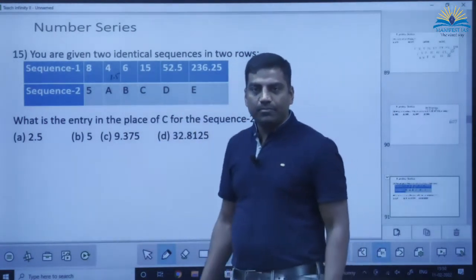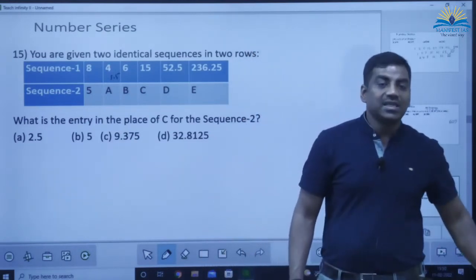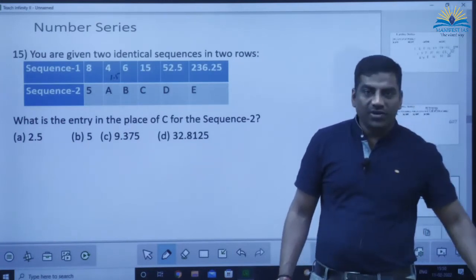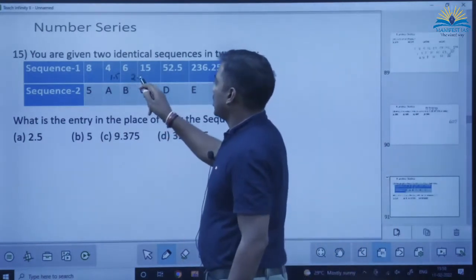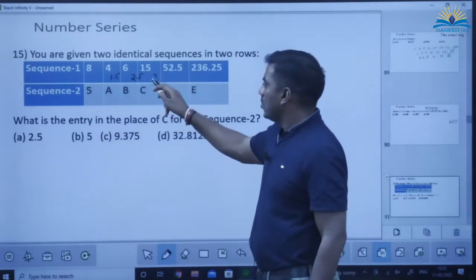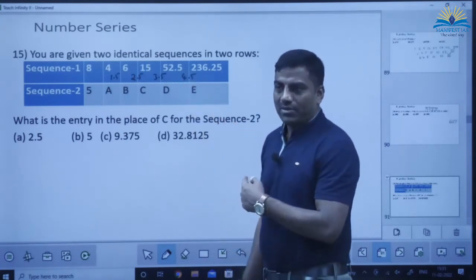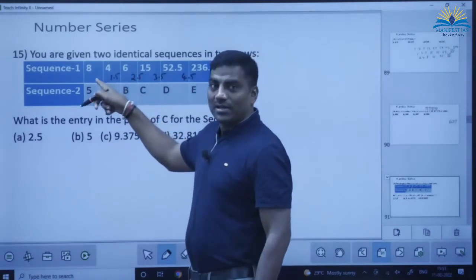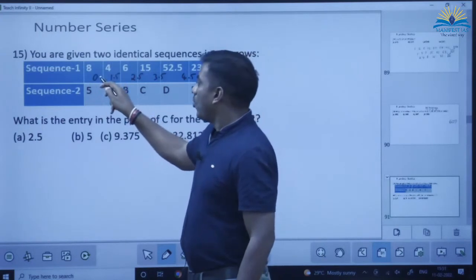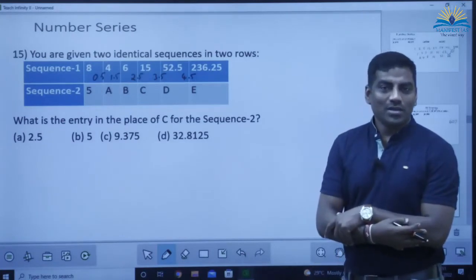Then I have to get 15. 6 into what will be 15? 6 twos are 12. 6 threes are 18. It is between them. 6 into 2.5. Then what should I write here? 1.5, 2.5, 3.5, 4.5. You can verify. We'll get the same thing. Then what should I write here? 0.5. 8 into 0.5 would be 4.